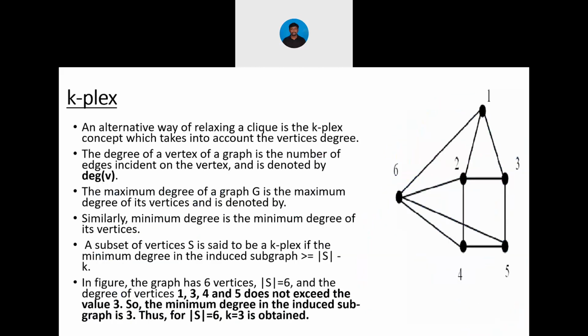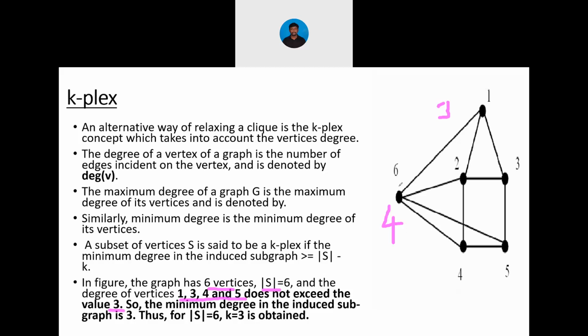K-plex is nothing but it deals with the degree. You see this figure on the right-hand side. It is a whole graph, the original graph. It consists of 6 nodes, right? Every node has its own degree. For example, the first node has a degree of 3, and the fourth node has a degree of 4. Similarly, every node has its own degree. So in the figure, the graph has 6 vertices, and the degree of vertices 1, 3, and 5 does not exceed the value 3.